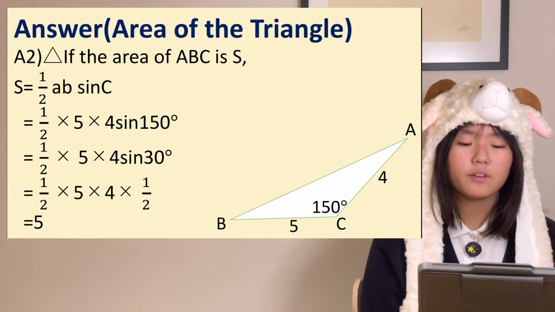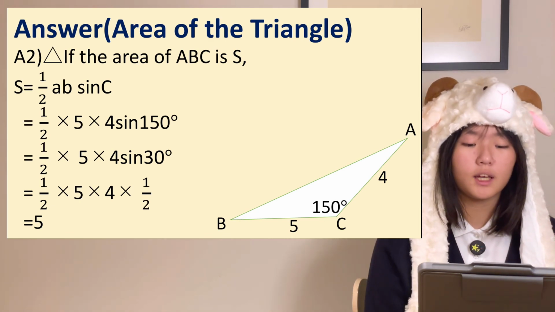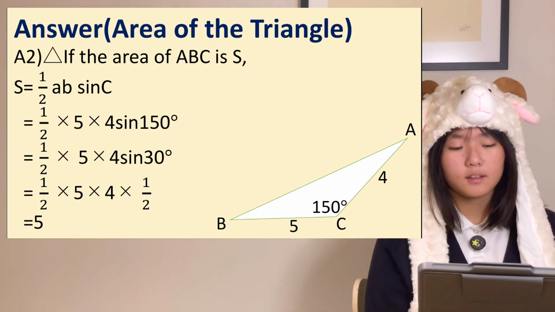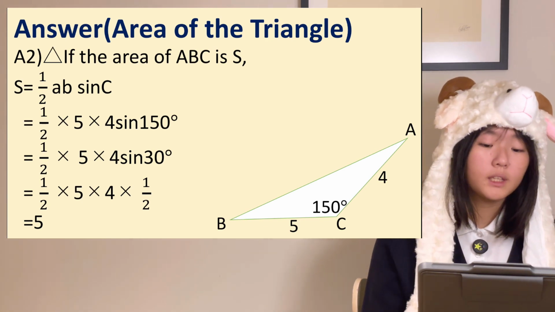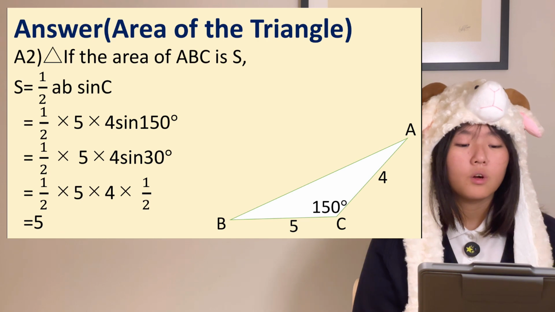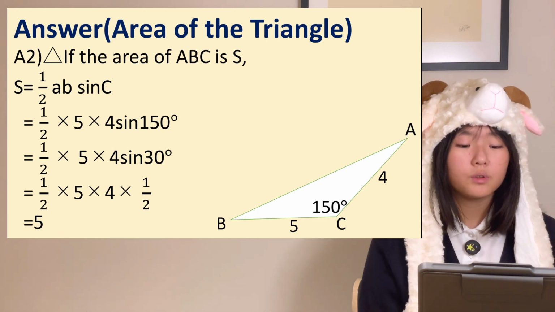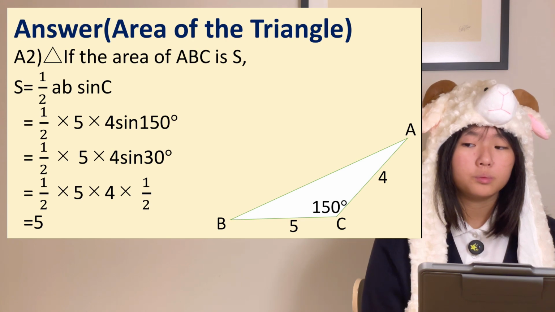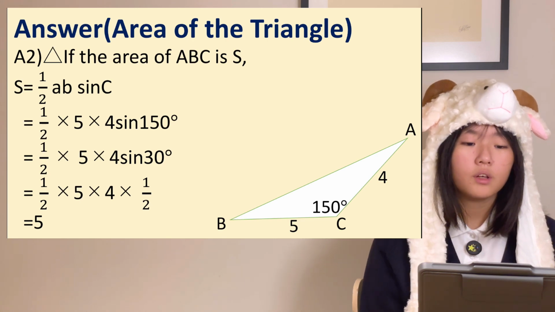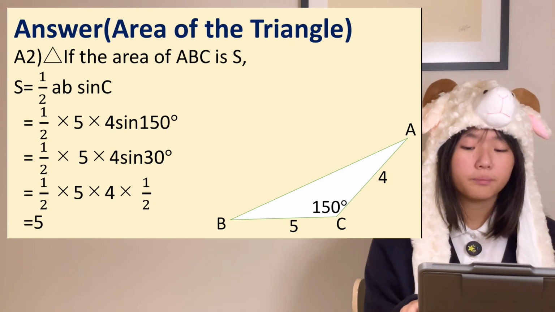And since sine 150 degrees is equal to sine 30 degrees, then you can make this equation 1 over 2 times 5 times 4 times sine 30 degrees, which equals 1 over 2 times 5 times 4 times 1 over 2. And when you solve this, you get 5. So the area of the triangle is 5.